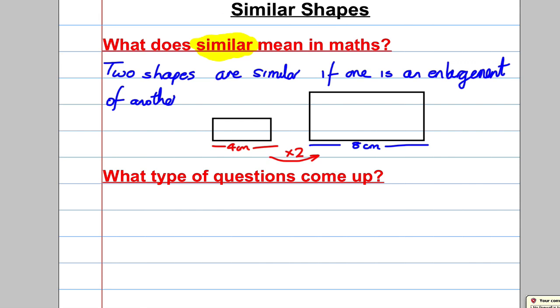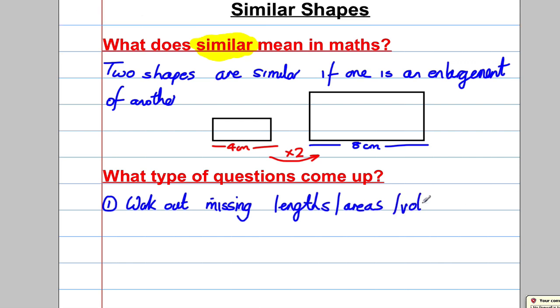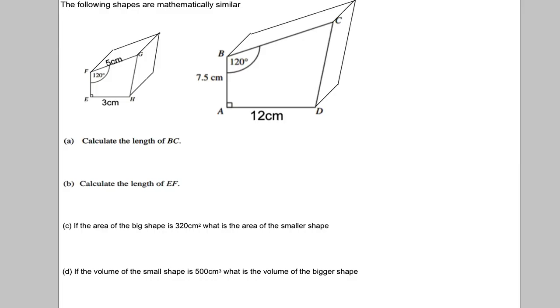Okay, what type of questions come up? Well, basically they ask you to work out missing lengths, areas, or volumes, okay, when they talk about similar shapes. And the last one they come up in worded questions, okay, and we're going to see an example of these in the exam paper questions. Right, let's do 2 examples to show you how these things work.